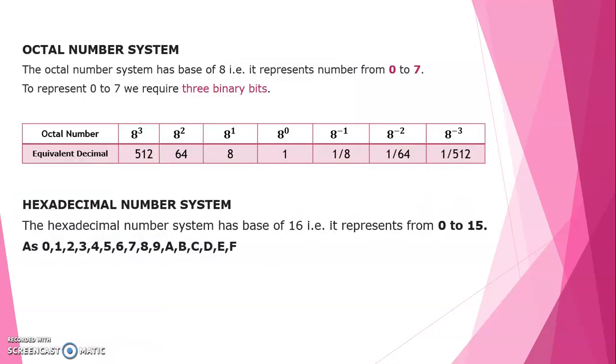Next is your hexadecimal number system. The hexadecimal number system has a base of 16. Like decimal has a base of 10, binary has 2, octal has 8, hexadecimal has a 16 base. And that can be represented from 0 to 15. As you can see, 0, 1, 2, 3, 4, 5, 6, 7, 8, 9. After that we start from the alphabet A, B, C, D, E, F and further on.